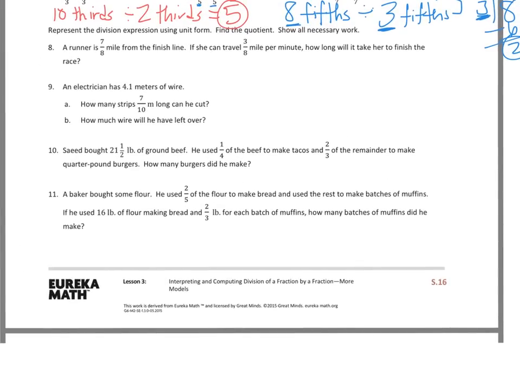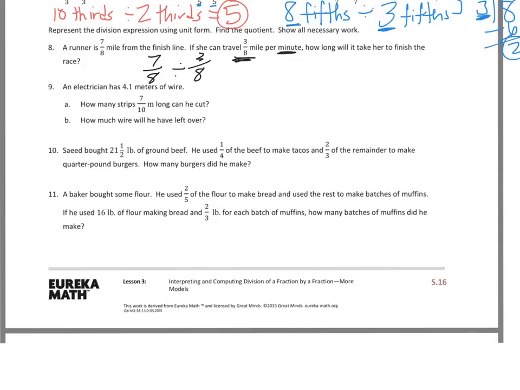Let's slide down. I'll do 2 more. I'll do 8 and 11. So 8 says a runner is 7/8 mile from the finish line if she can travel 3/8 of a mile per minute. How long will it take her to finish? So she has 7/8, and we need to see how many 3/8 I can pull out of that, and that'll tell me the time number. Meaning, if I pull out 1 3/8, that's 1 minute. If I pull out 2, that's 2 minutes, and so on.